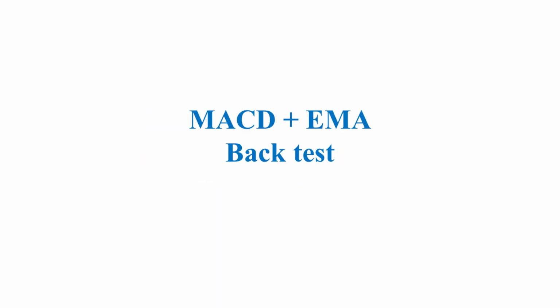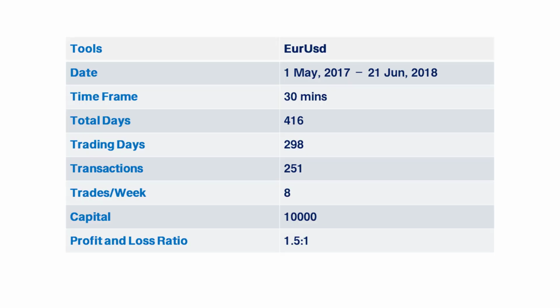This time I would like to share with you the use of the MACD plus EMA strategy to do a backtest of euro against the US dollar. The following are the basic situation of the test. The test time is from May 1st, 2017 to June 21st, 2018. It lasted 416 days, of which 298 were trading days.